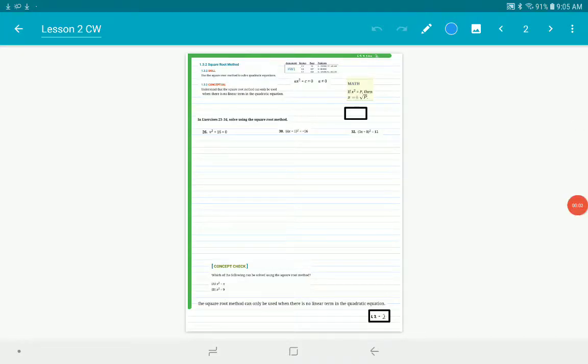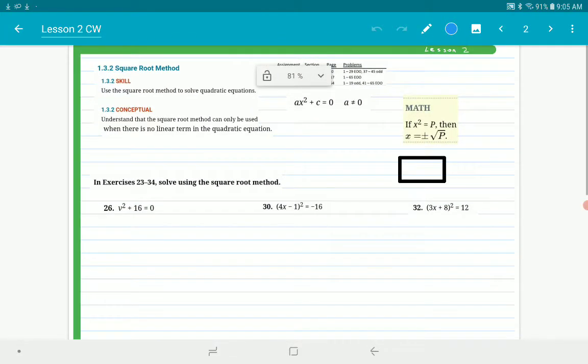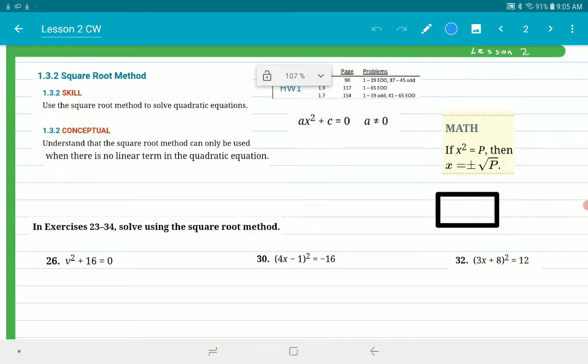In section 1.3.2, we're solving quadratics with the square root method, which means that we can do that when there's no linear term. So that last problem from the factoring, we could have alternatively done this square root method.